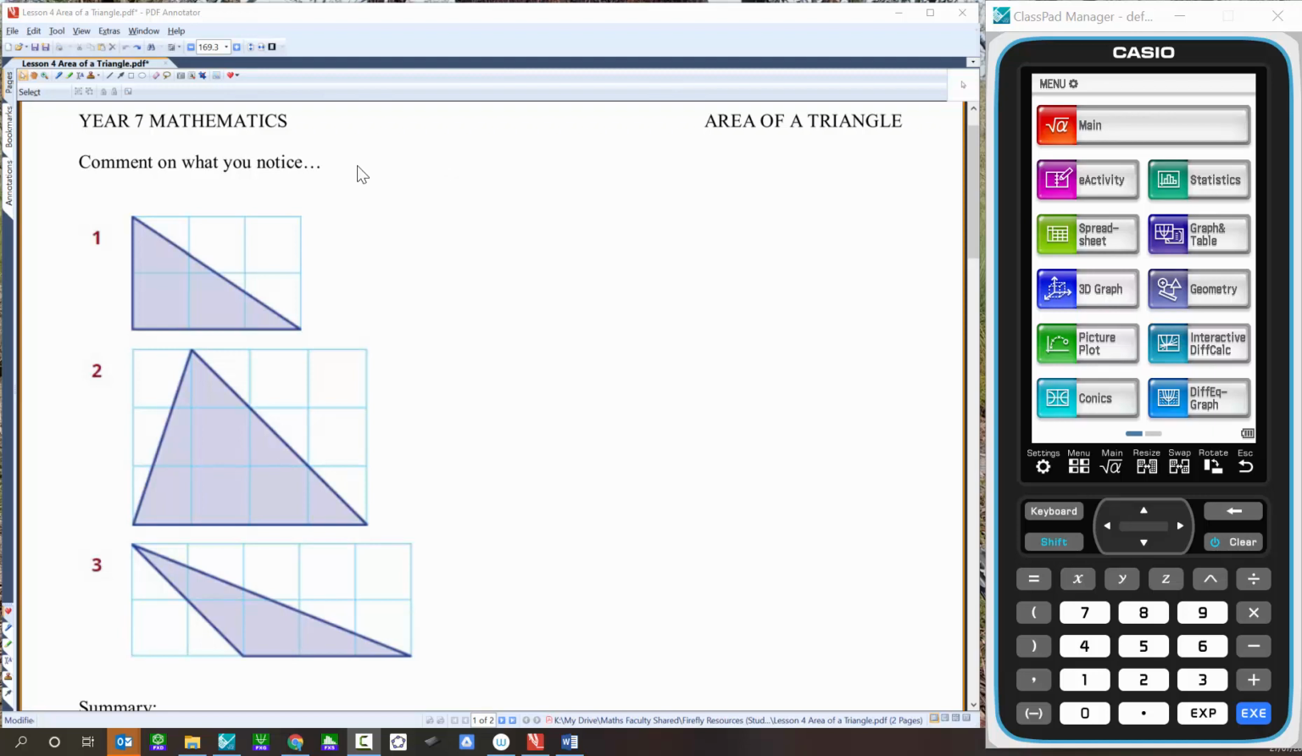Today we're going to look at area of a triangle. So starting with these three triangles here, and you'll notice that they're laid out on a grid that forms a rectangle. So comment on what you notice.